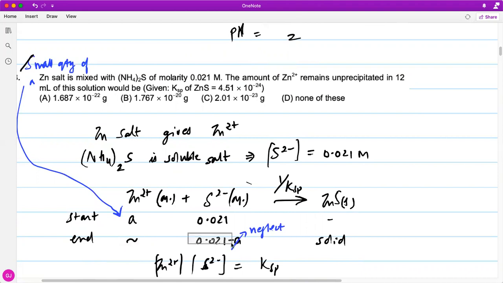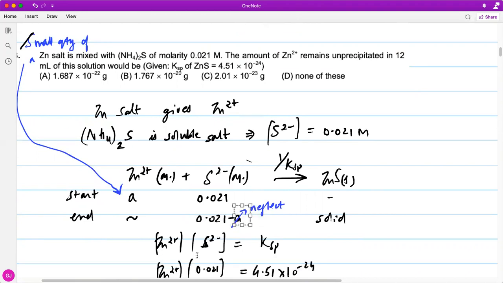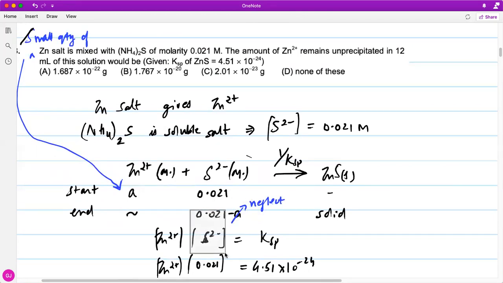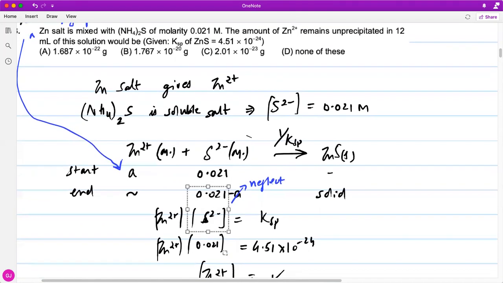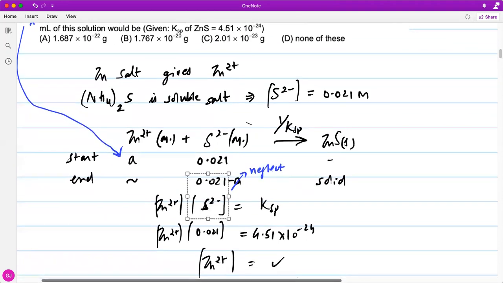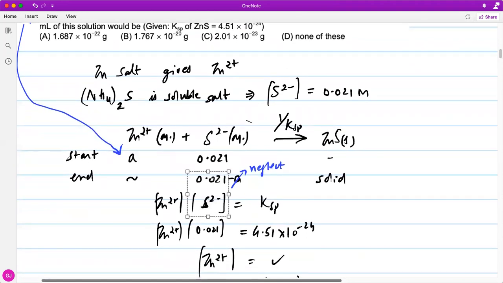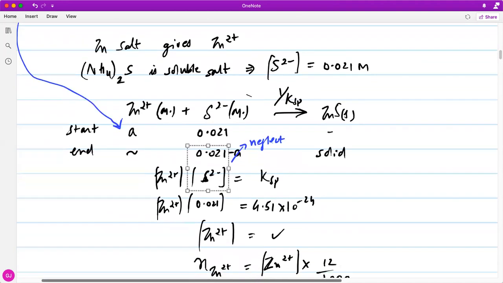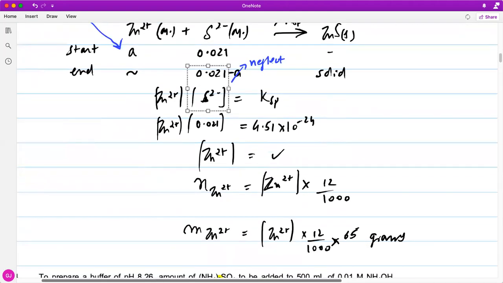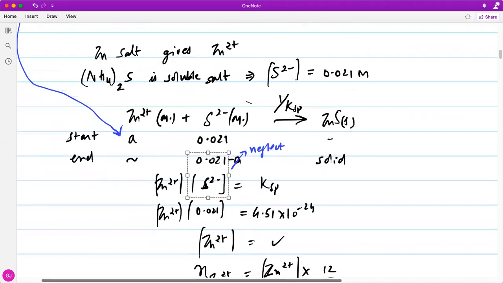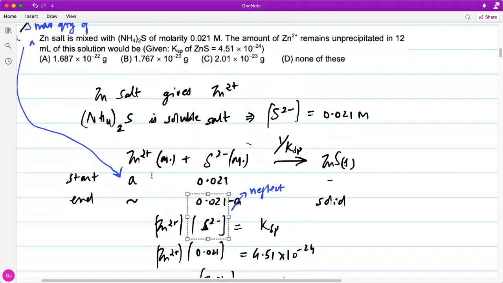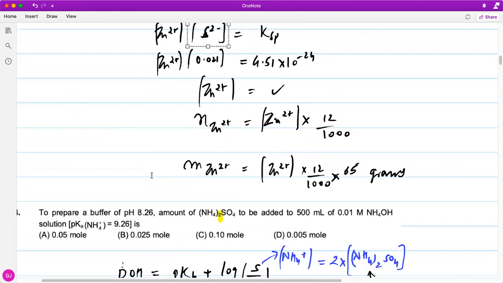And sulfide ion will be 0.021 minus A. But as I said, because it's a small quantity of zinc 2 plus ions that we have added, we can neglect that and consider the sulfide ion to be still 0.021 molar only. That you can then substitute in the Ksp expression to calculate how much zinc 2 plus ion concentration is remaining in the solution, and then accordingly calculate the mass of Zn2 plus ion that is remaining. Right. So this small quantity of zinc salt was required to be mentioned.